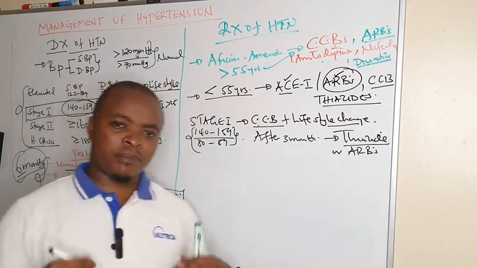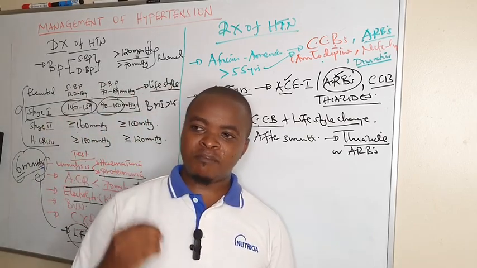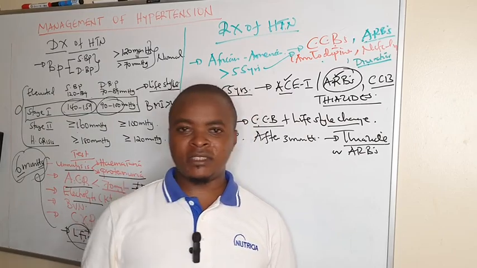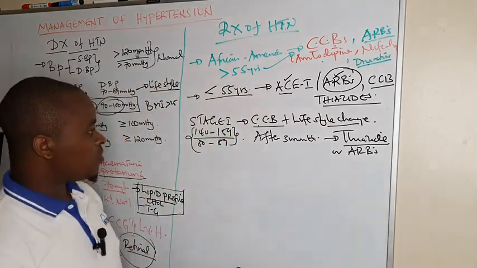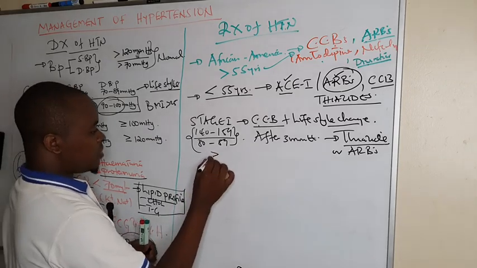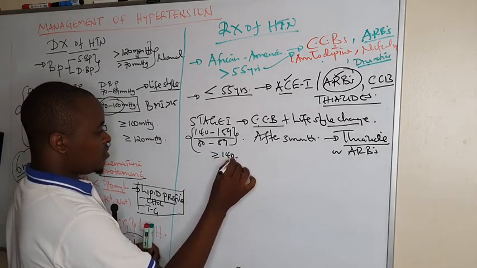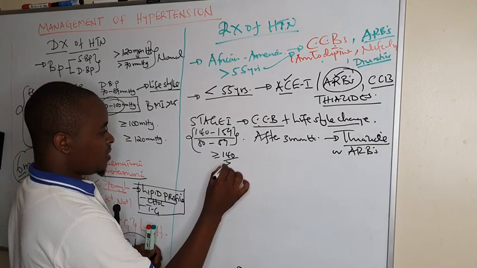So the therapeutic goal is to keep a patient's blood pressure below 140. The goal is to keep blood pressure less than 140 over less than 80.